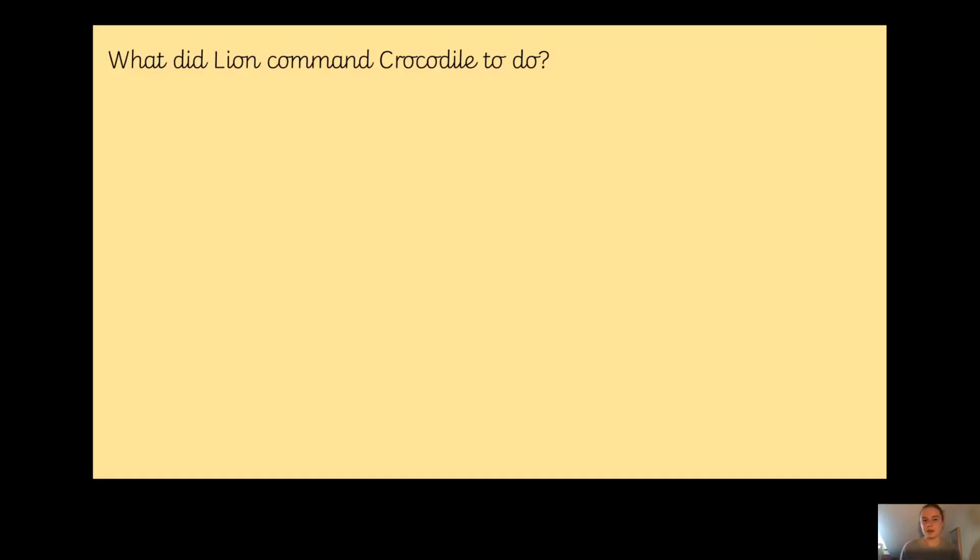What did Lion command Crocodile to do? So here we go. We've got one of our key words that we've learned today, command. Now, what did Lion? So we're talking about Lion here. So Lion is the one giving the instruction. Command, so we know that means to give somebody an instruction that they must obey. And he is telling Crocodile to do this, okay? So we've got Lion telling Crocodile to do something, giving him an instruction. Now, we know that he gives him a command at the end of the story, don't we?